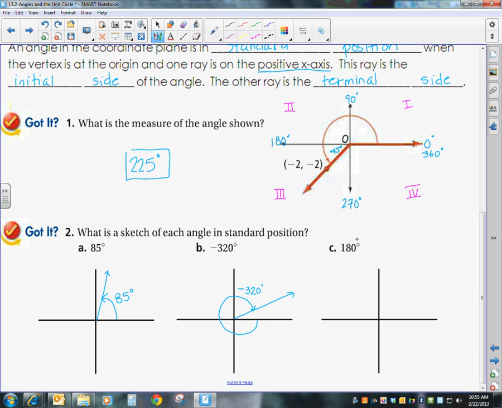And last but not least, we have 180 degrees, so we just draw the arrow that shows where we're starting and where we're ending up and label it as 180 degrees.